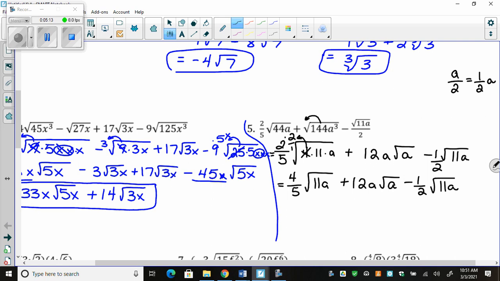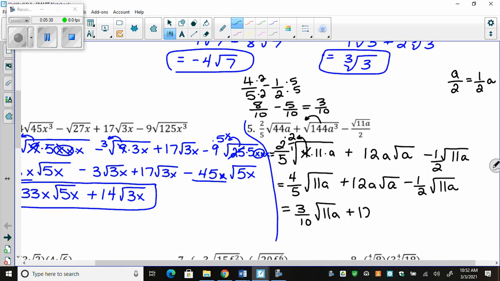Okay? Now, 4/5 minus 1/2. I need a common denominator, so I'm going to multiply by 5. Multiply by 2. So I get 8/10 minus 5/10, which is 3/10. So I get 3/10 root 11a plus 12a/a.